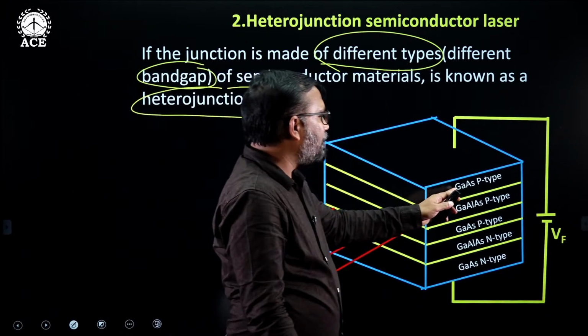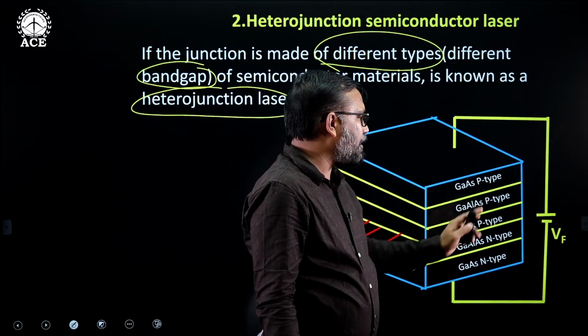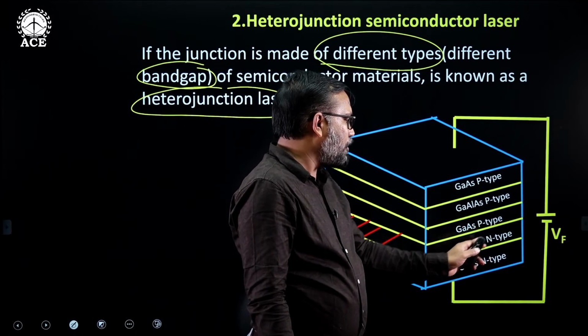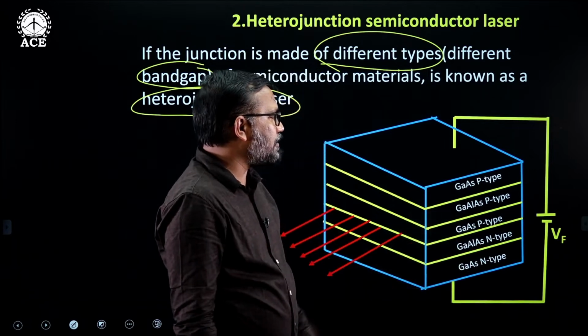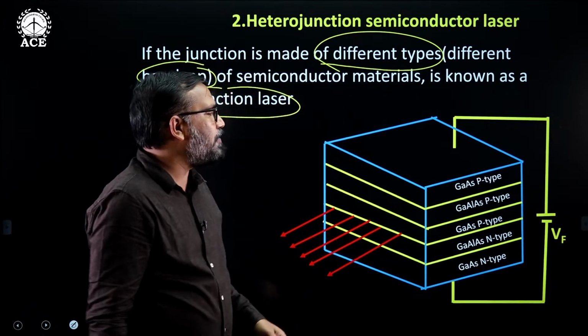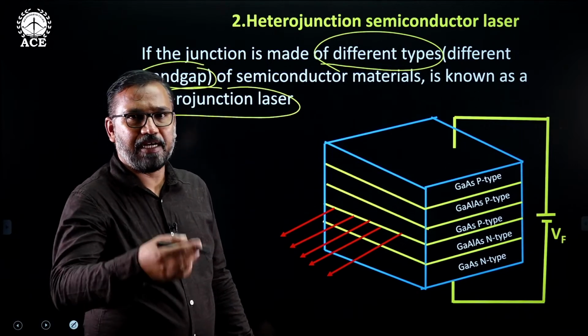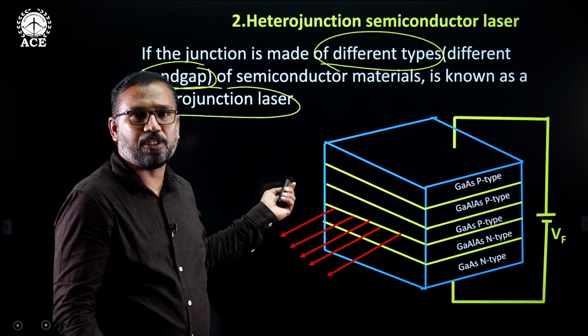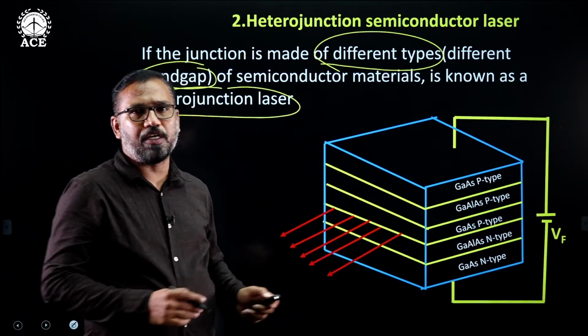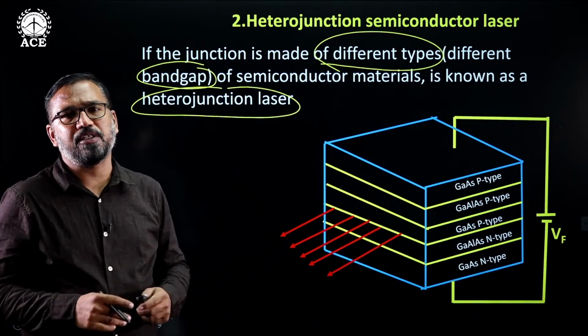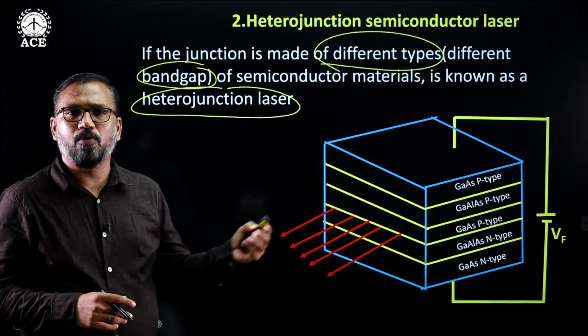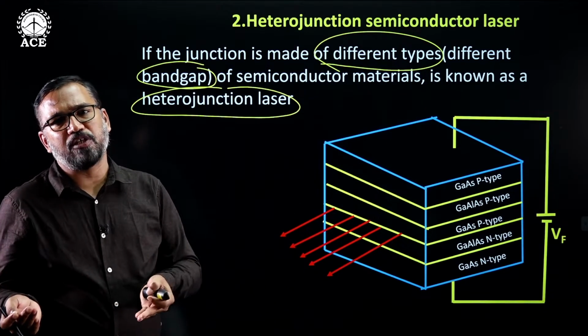We have gallium arsenide p-type, gallium aluminum arsenide p-type, gallium arsenide p-type. These different types of semiconductors are in contact with each other, and then we form a heterojunction semiconductor. The rest of the activity will be the same as in a homojunction. We have to give some forward voltage here also. Recombination will take place at the junction, and recombination results in the emission of a photon.